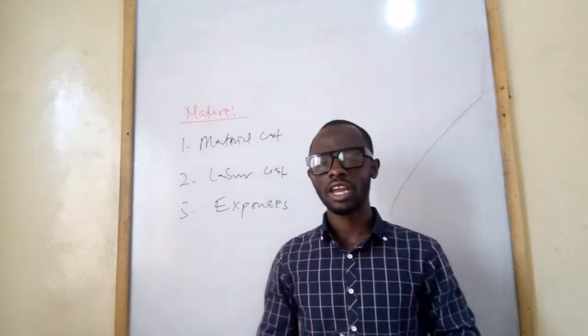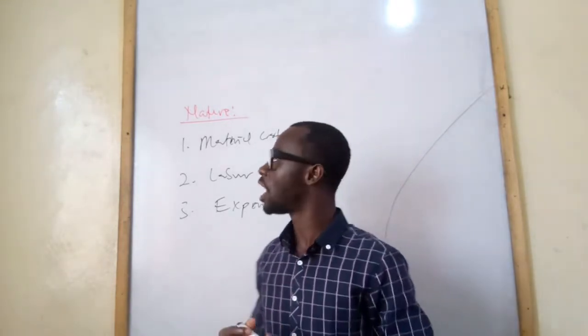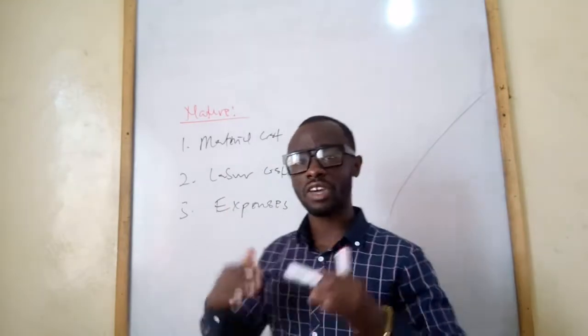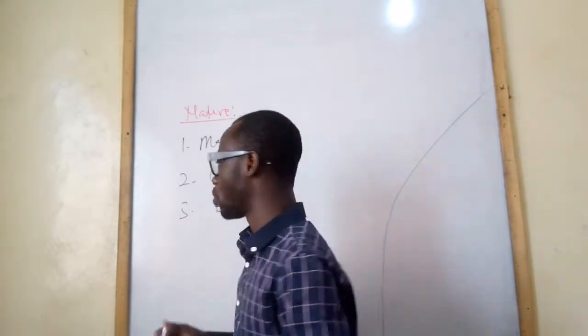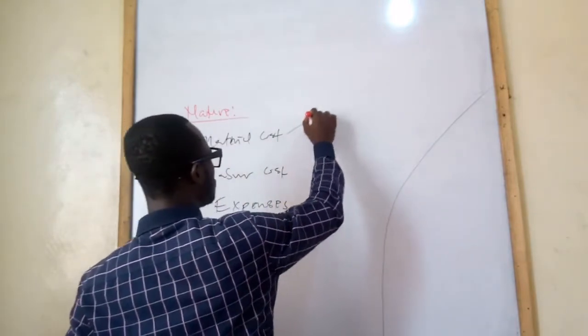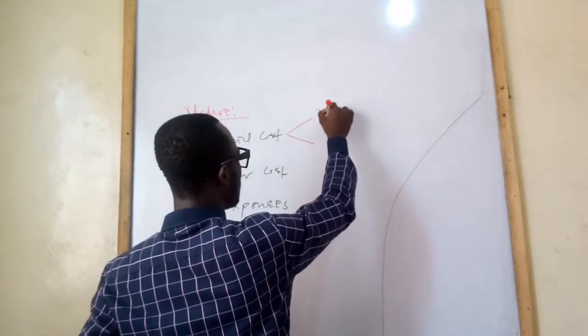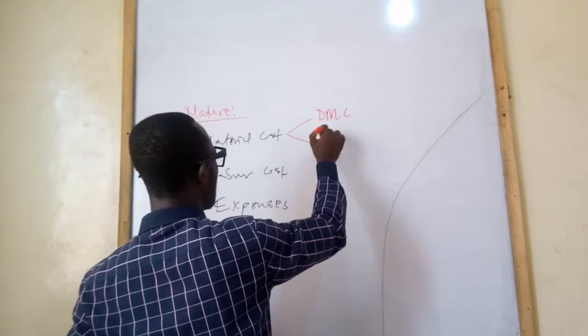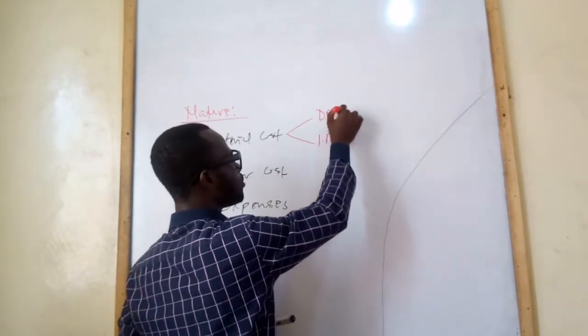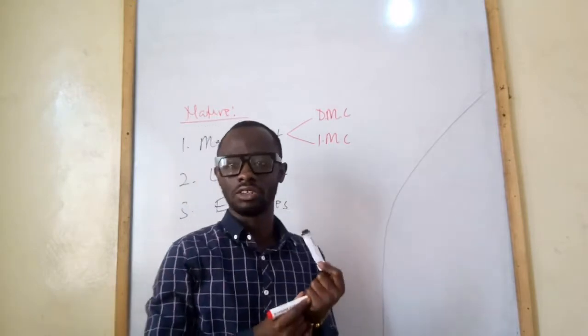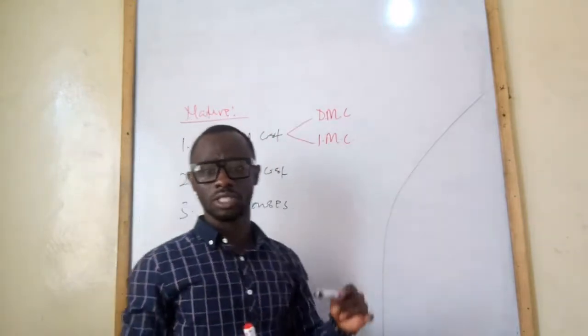Now, to be able to understand the classification of costs better, each of these costs can further be classified into what we call direct cost and then indirect cost. So what it means is that when it comes to material, we're going to have direct material cost and indirect material cost. What is direct material cost?